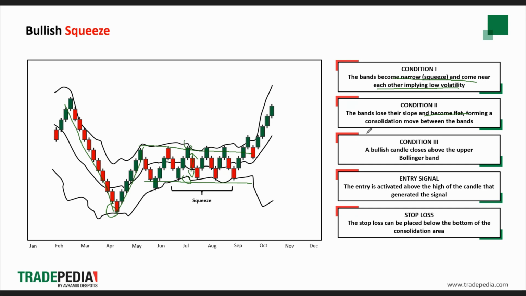Okay, forming a sideways consolidation between the bands. Then a bullish candle closes above the upper Bollinger Band, which is here. Once the price action signals that the candle closes above the upper band, there could potentially be a further bullish upside. So this entry signal is activated above the highs of the candle that generated the signal. All right.